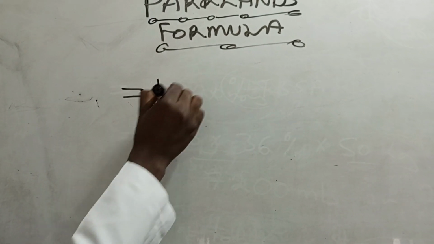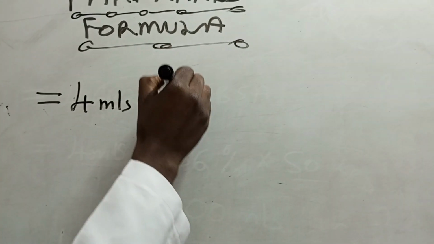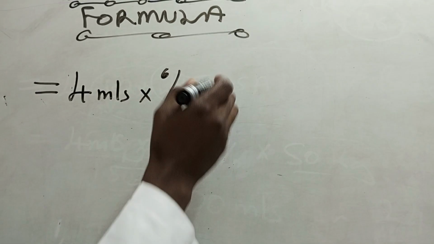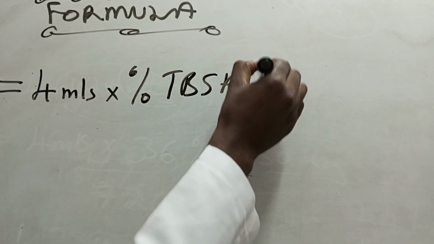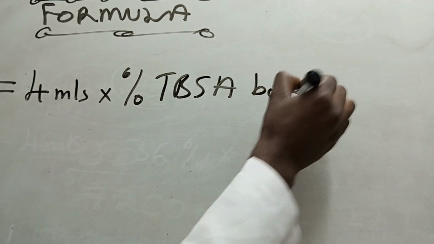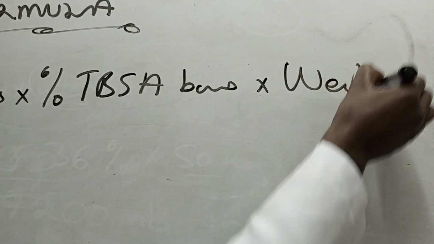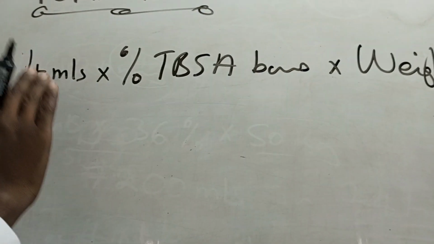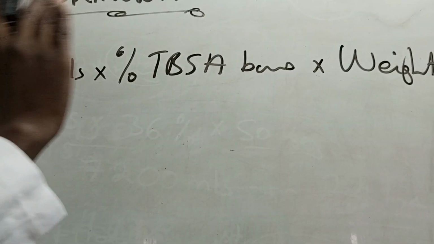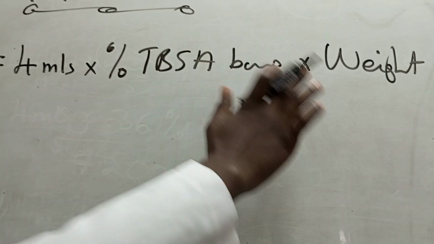It's 4 mL times the percentage of total body surface area burned times the patient's weight. So this is the formula we use. We multiply 4 mL times the percentage of body surface area times the weight.